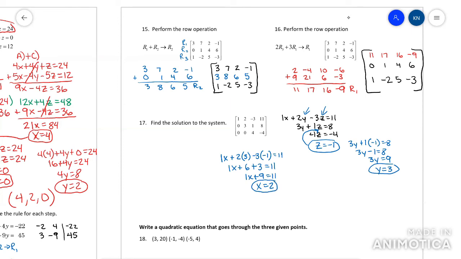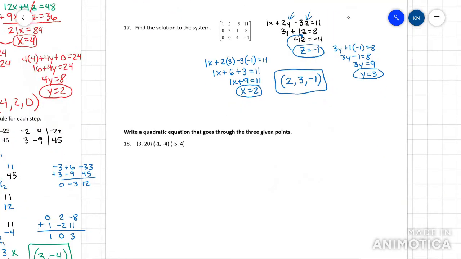Once I know that, your answer is an xyz coordinate. So 2, 3, -1. Just like that. Okay, now saving the best for last.